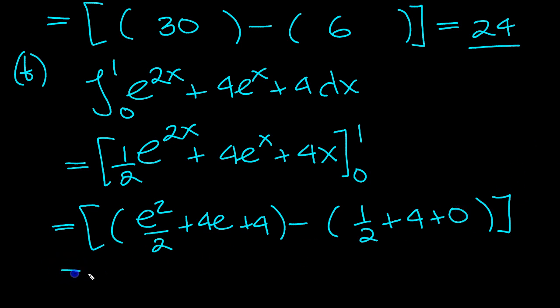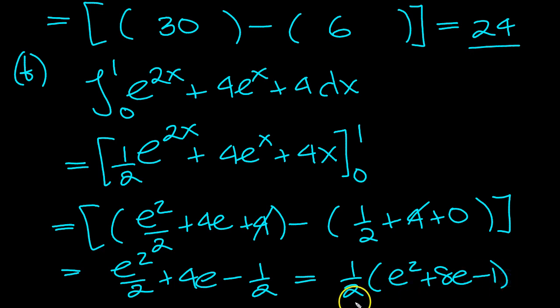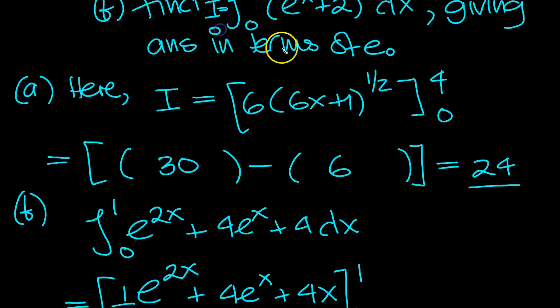So what do we end up with then? We end up with e squared over 2 here, plus 4e. The 4, take the 4, cancels, and then it's just a minus a half. So we could take the half outside a bracket if we wished, and we'd have e squared plus 8e minus 1, over 2. That's the answer in terms of e.